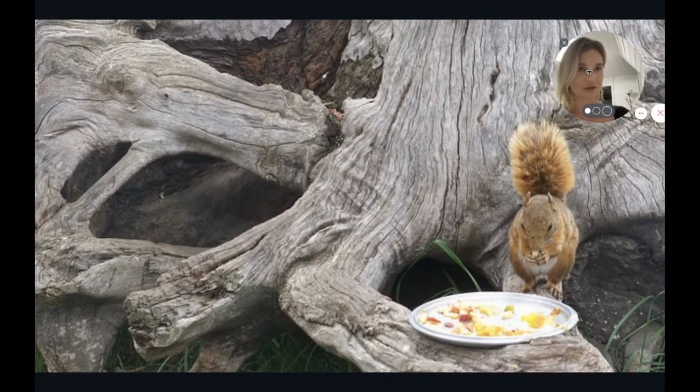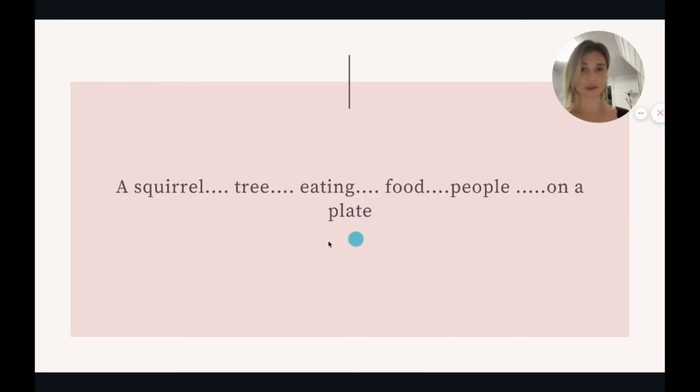Now, another example. Imagine you see this. What do you call this? What is happening in the picture? This is a very cool exercise. Just go to any random image generator and explain to yourself, what do I see? What is in the picture? I showed this picture to a few people, and the words I heard were kind of this: a squirrel, a tree, eating food, people on a plate.